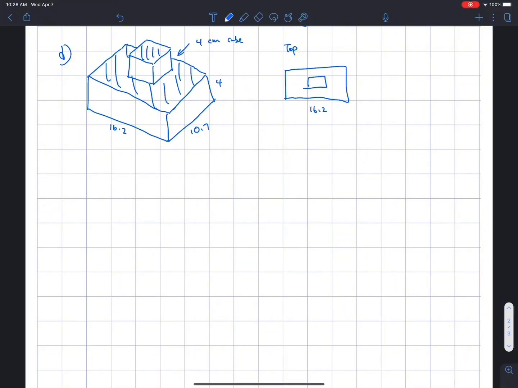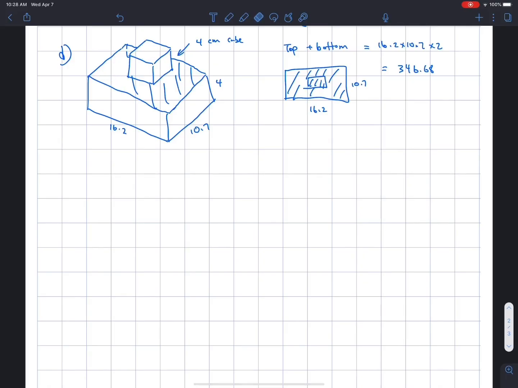It's just 16.2 times 10.7 because we want all these surface areas. So the top and bottom are actually the same. It will just be 16.2 times 10.7 times 2 equals. You can definitely use your calculator for these kind of problems. So we got 346.68.